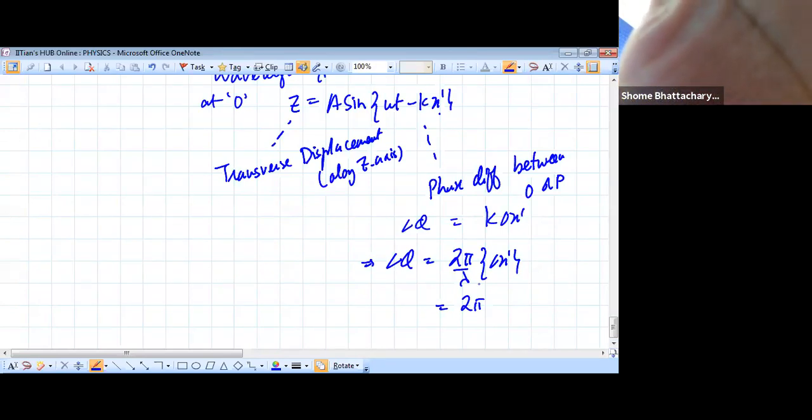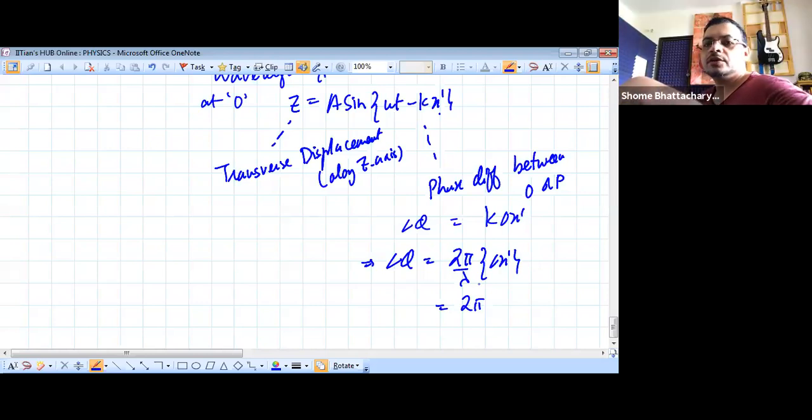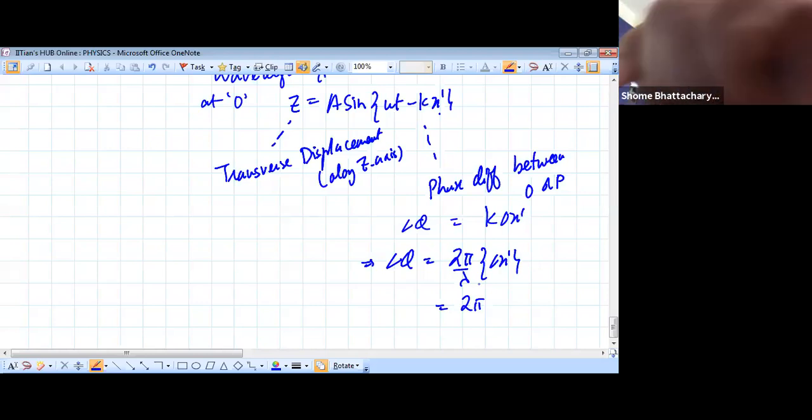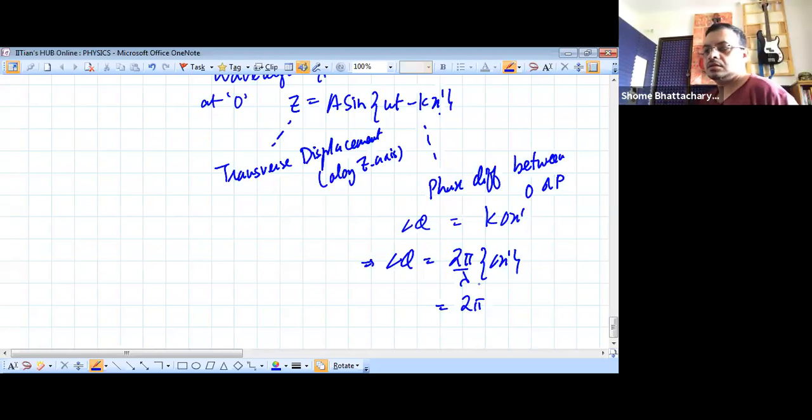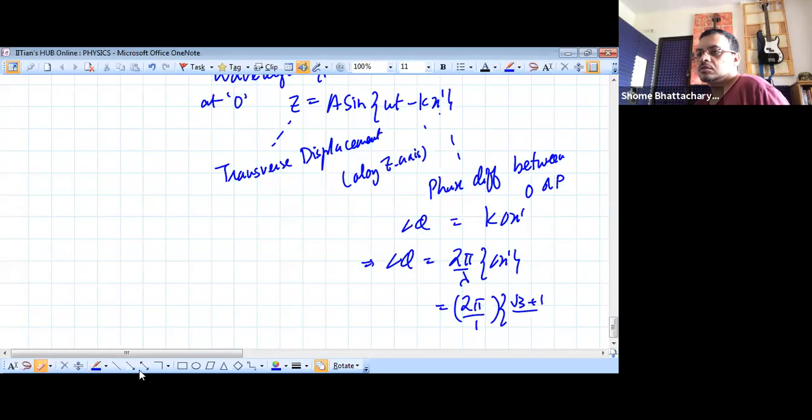So Shruth, what is happening here is you don't have to take the projection of that point on the xy plane. The waves are parallel to the xy plane in that direction. So lambda is 1 meter, and this delta x is root 3 plus 1 upon 2, I think it was. This will become the phase difference. So you have to think three dimensionally.